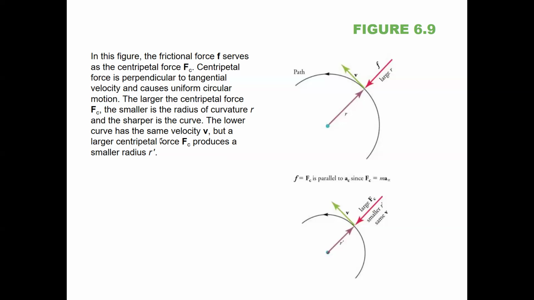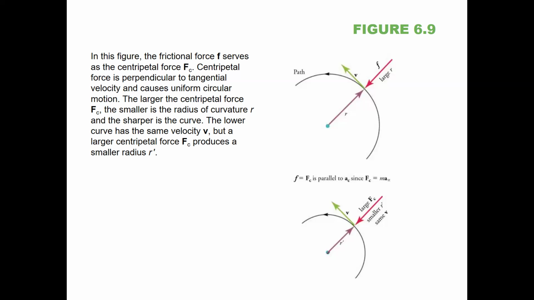So the larger the centripetal force, the smaller the radius of the curvature and the sharper the curve. The lower curve has the same velocity, but a larger centripetal force, producing a smaller radius. The more the force pushing the point towards the center, the smaller our radius. If you are driving your car and you come to a curve, you feel that you are moving away from the center of the curve. That is known as the centrifugal force.